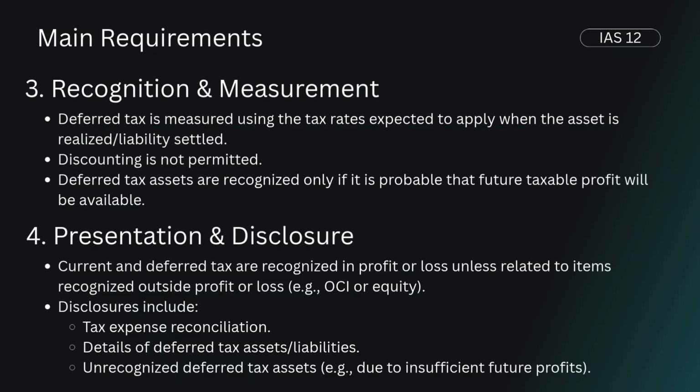Disclosures include: 1. Tax expense reconciliation. 2. Details of deferred tax assets or liabilities. 3. Unrecognized deferred tax assets, for example, due to insufficient future profits.